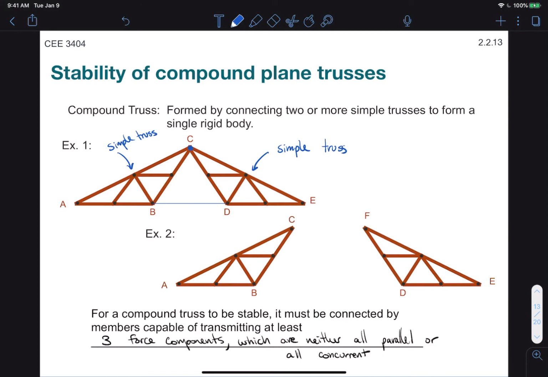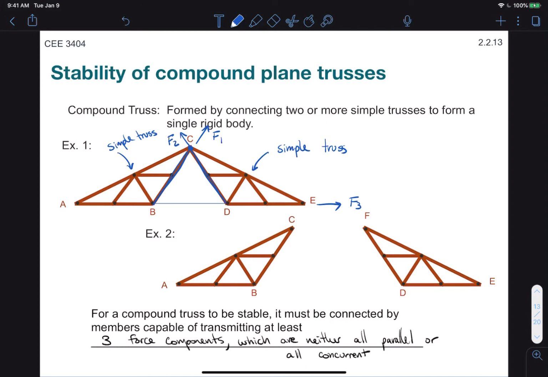Okay, so we've in essence created a triangular truss there that is able to provide forces in this direction, F1, another direction, F2, and a third direction, F3, which is in line with the member BD. So those forces are not all parallel, and they're not all going through the same point. So we can be confident that that is indeed a stable compound truss.